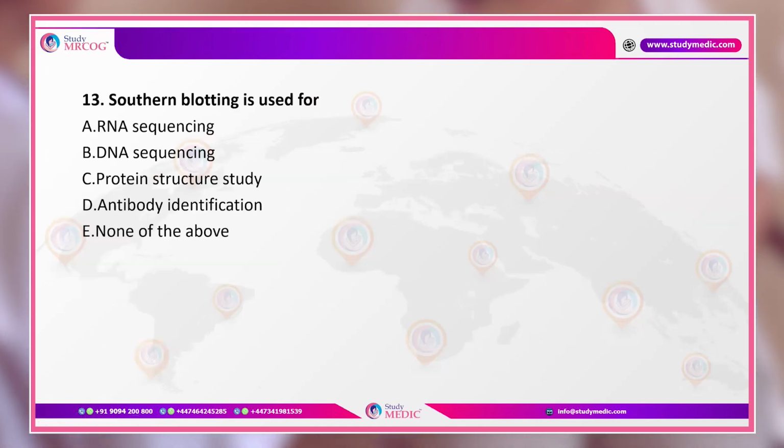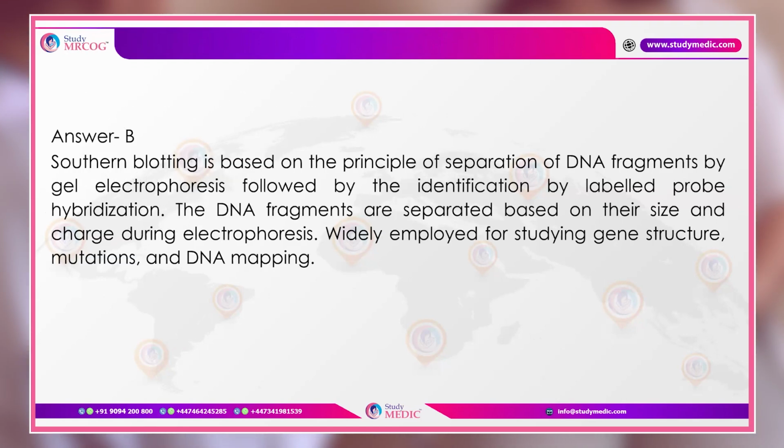Now, a similar question which had occurred in the 2023 paper was: southern blotting is used for what? So it is good to know that similar questions had occurred in the exam. So you will be very lucky in that case. Whether it is RNA, DNA, protein structure, identification of antibody, or none of the above. Southern blotting is for DNA analysis: separation of the DNA fragments by electrophoresis followed by probing and hybridization.